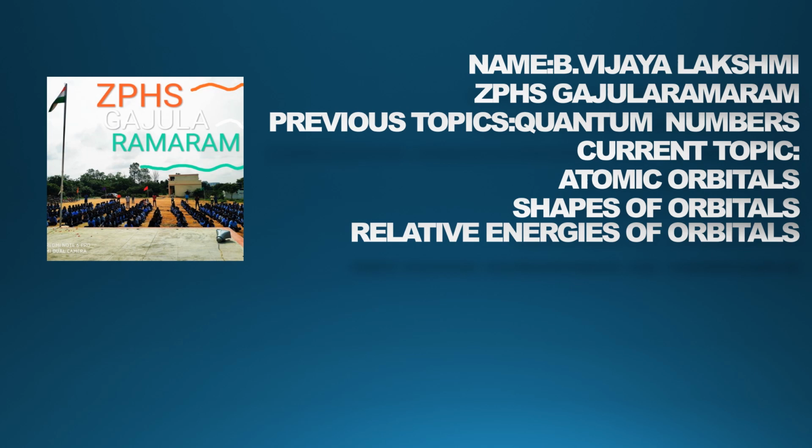In the previous class, we discussed principal quantum number, angular momentum quantum number, magnetic quantum number, and spin quantum number. In the present class, we are going to discuss atomic orbitals, shapes of atomic orbitals, and relative energies of the atomic orbitals.